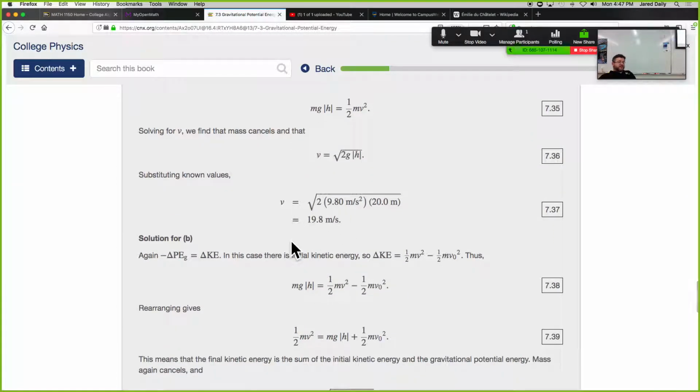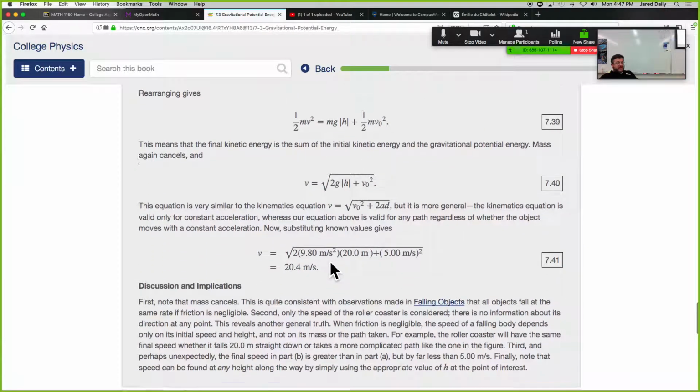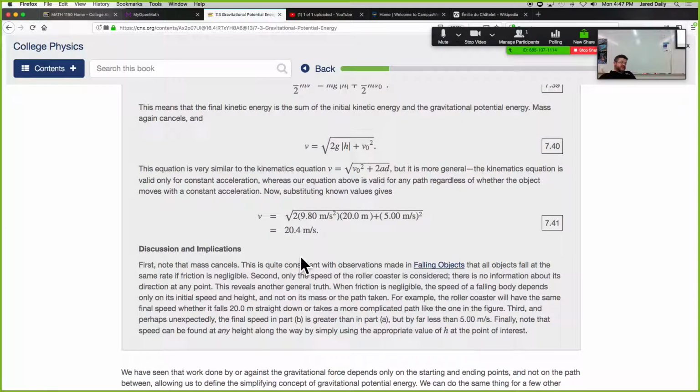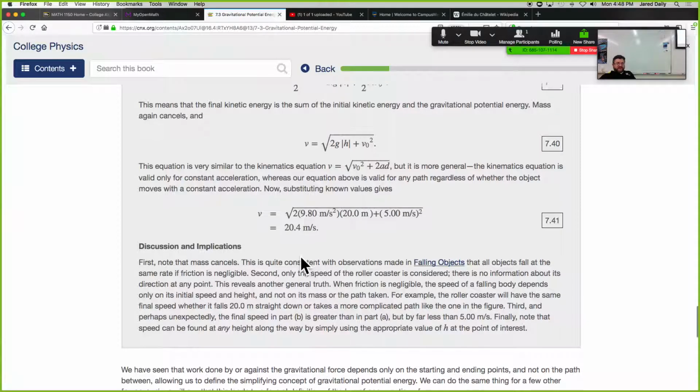19.8. So if it started off at 5 meters per second, it only increases by about 0.6 meters per second total at the end, which is kind of interesting.